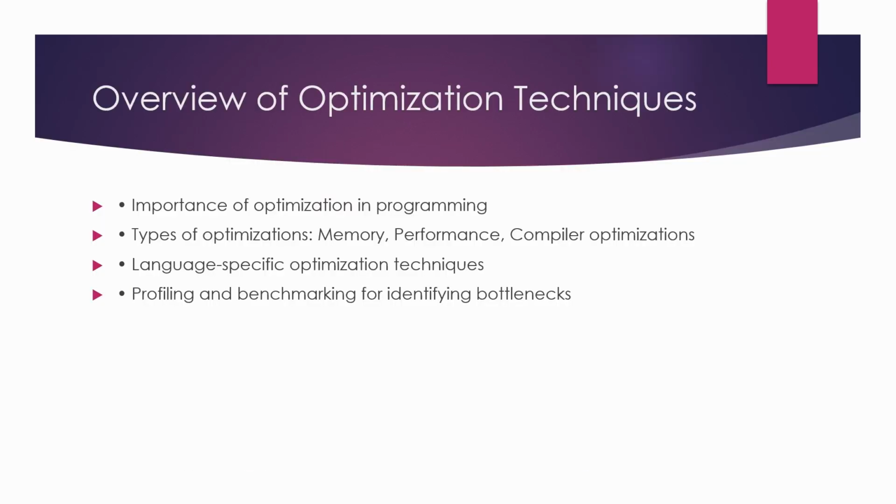Optimization is an essential aspect of software development. In this section, we will discuss the different types of optimization techniques: memory optimization, performance optimization, and compiler optimizations. Additionally, we will look at language-specific optimization strategies and the role of profiling and benchmarking in identifying bottlenecks in your code.